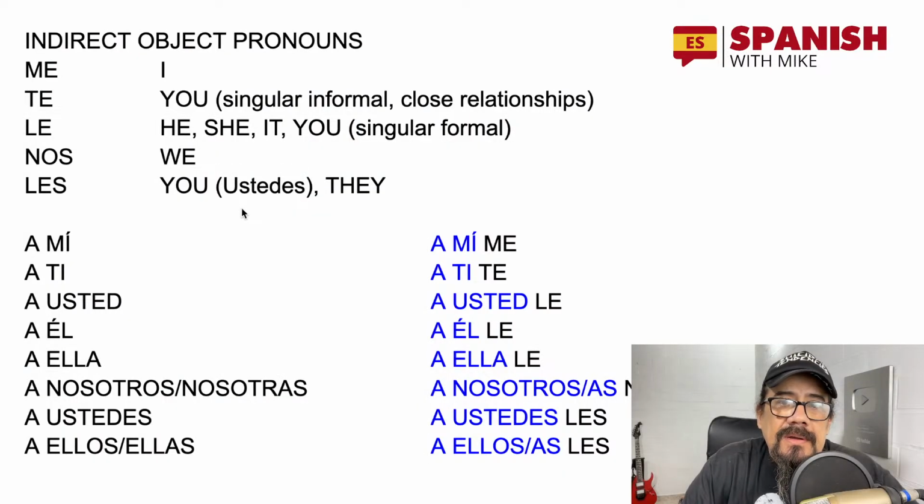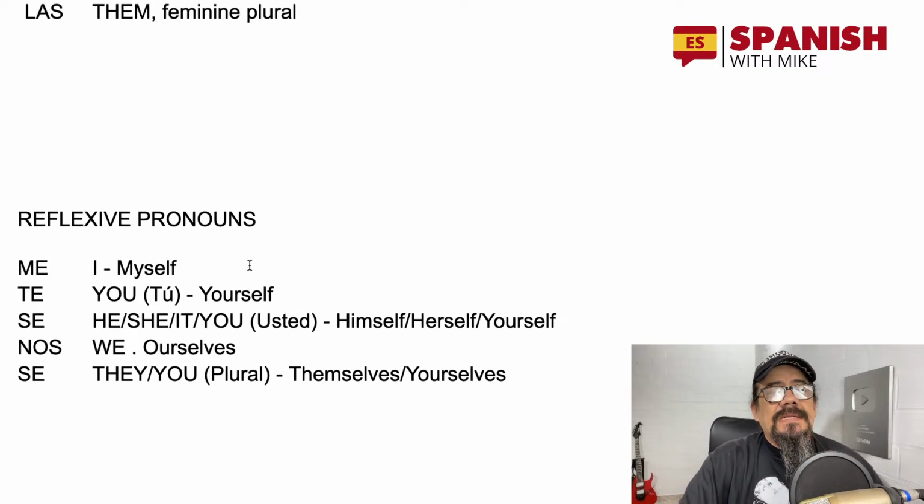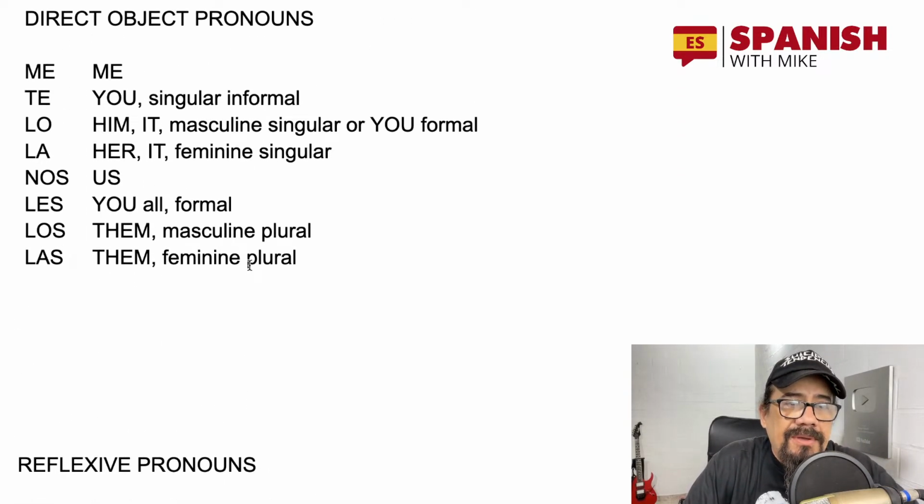So let's think about the pronouns just a little bit. Just let's go over this. So we have indirect object pronouns. The indirect object pronouns, these are the ones that I use for pronominal constructions. We have direct object pronouns and we have reflexive pronouns. So let's start with the direct object pronouns.